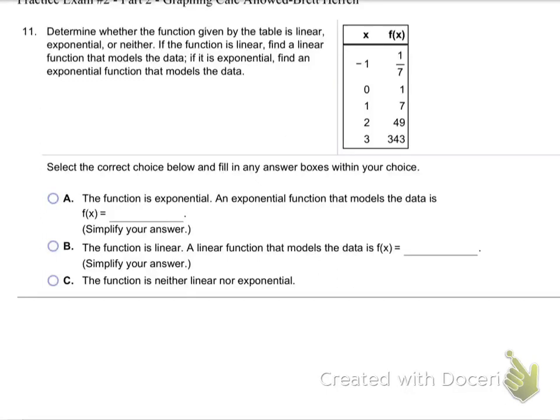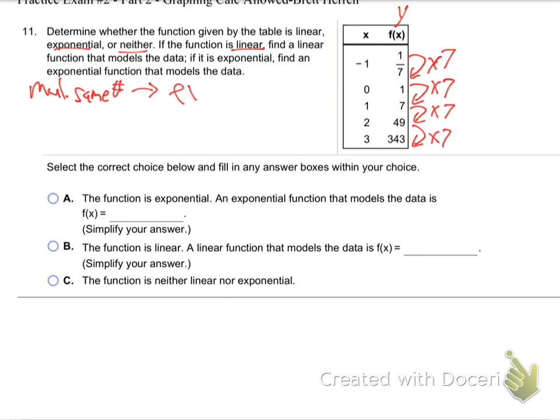Okay, so here we go on number 11. They have a table for us here, and they want us to figure out if a function is linear or exponential or neither. So how do you know? Well, basically you look at what's happening over here with the y values. It's multiplying by 7 every time, isn't it? Multiplying by 7, multiplying by 7. You can check that last one even on your calculator. It's multiplying by 7. So if it's multiplying by the same number every time, that means it's exponential.